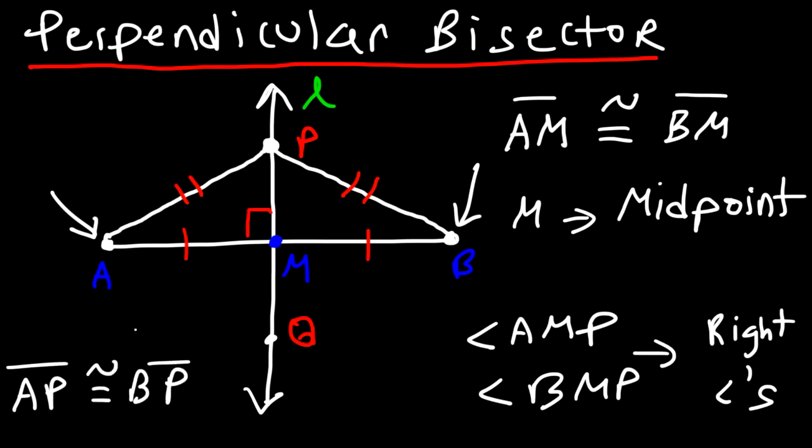And we could also say the same of point Q. So AQ and BQ are congruent to each other. So those are some things that you want to keep in mind when dealing with perpendicular bisectors.